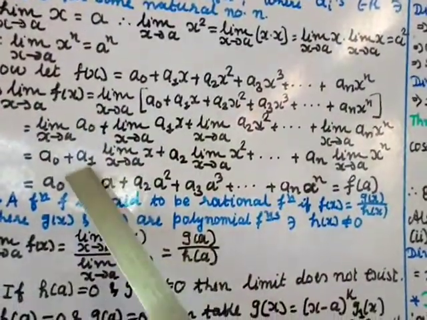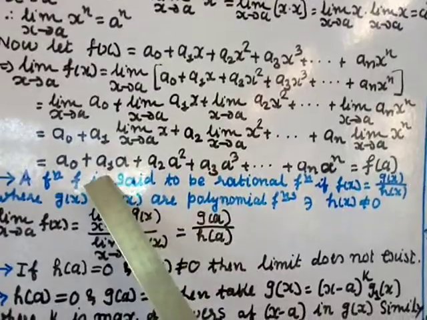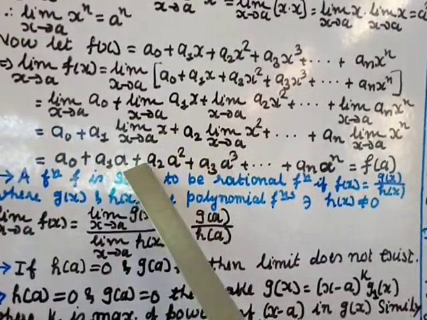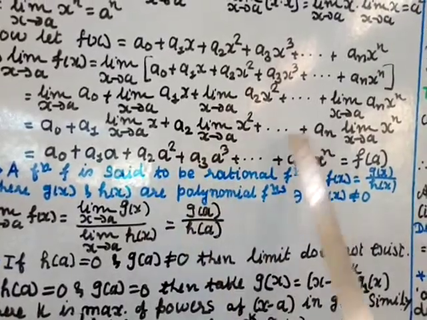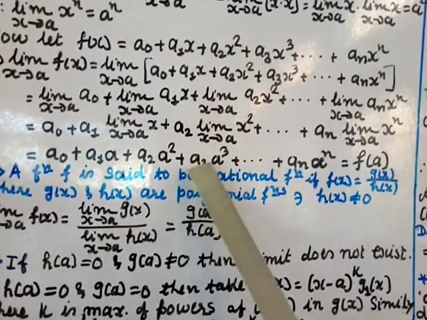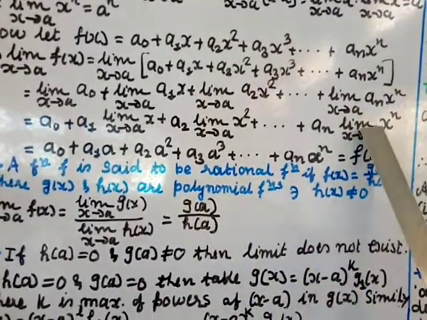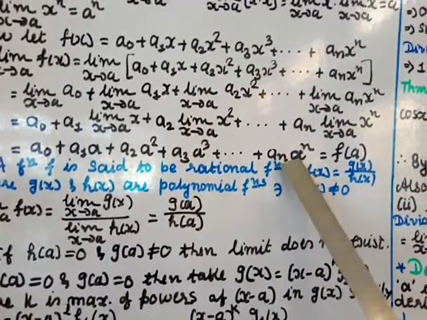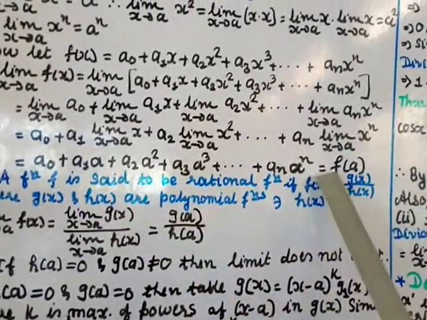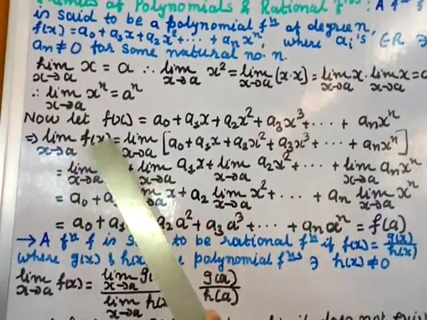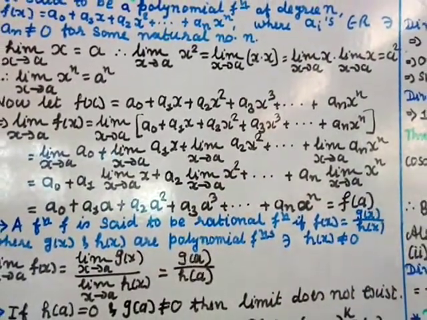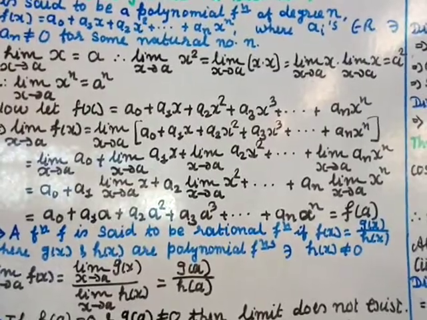So what we get here is a0 as it is, plus a1 times the limit of x, which is a, plus a2 times the limit of x square, which is a square, plus a3 a cube, plus up to plus an and here a power n, and this is nothing but f of a. So what we have proved is limit x tends to a f(x) is equal to f(a). Okay, so that is the limit for a polynomial function.